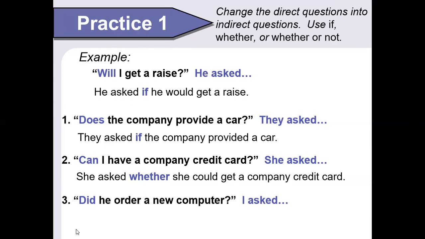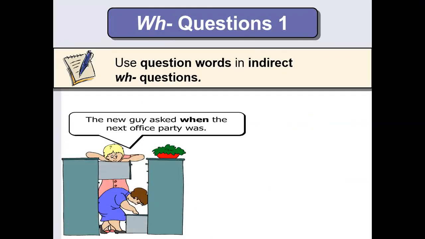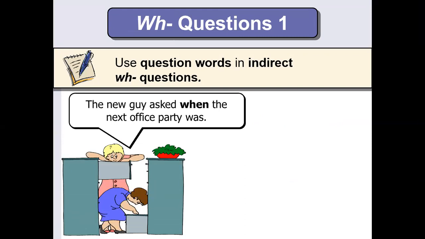Sorry, let's continue, please. This exercise was basically to do like this, right? Can I have a company credit card? She asked if she, or whether, right, it's possible to do that. But what is this? I asked whether or not he had ordered a new computer. In the question, we can use whether or if.